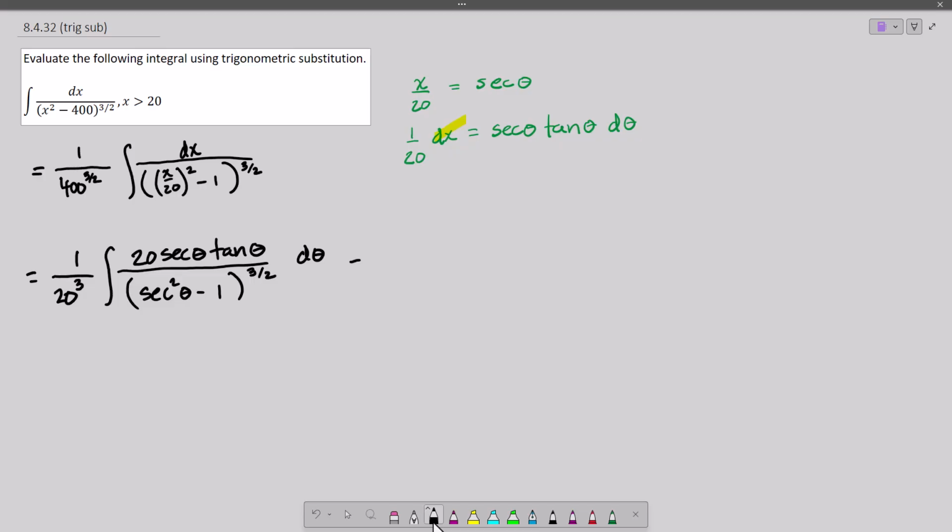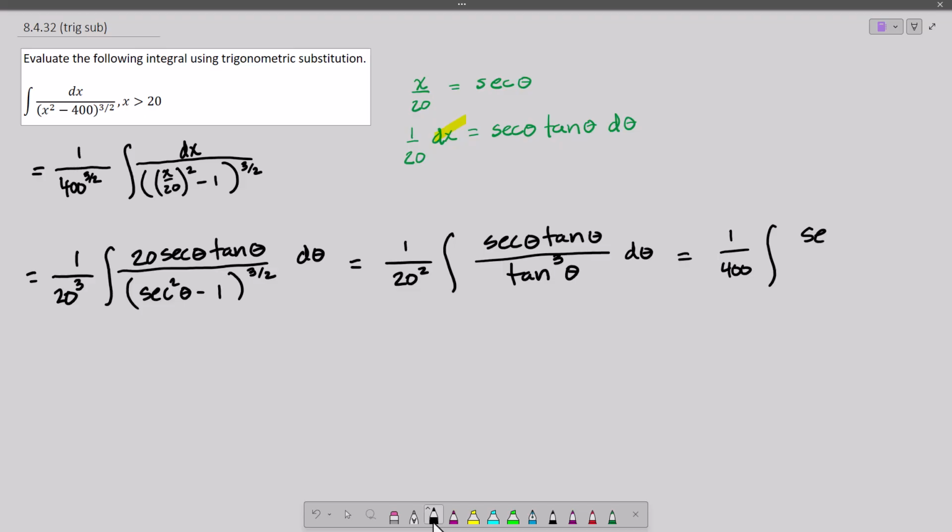We have a little bit of cancellation with our constants. We're going to be left with 1 over 20 squared. And then we have a secant in the numerator. And in the denominator, secant squared minus 1 is tangent squared, and then tangent squared to the 3/2 is tangent cubed. One more simplification step here, so we'll have 1 over 400 integral secant theta divided by tangent squared of theta.